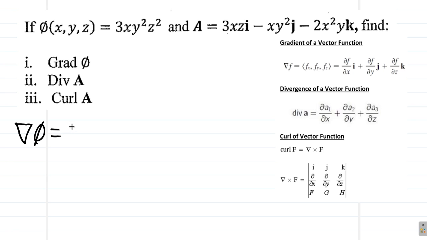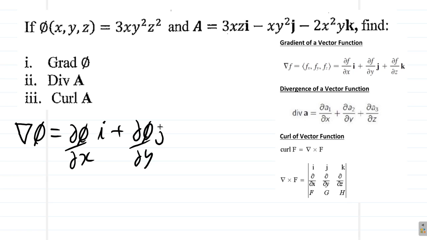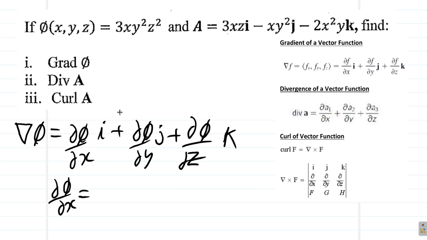is going to be the partial derivative of phi with respect to x in the i direction plus the partial derivative of phi with respect to y in the j direction plus the partial derivative of phi with respect to z in the k direction. Alright? So you're going to need to find out what these things are. Partial phi by partial x is equal to what?